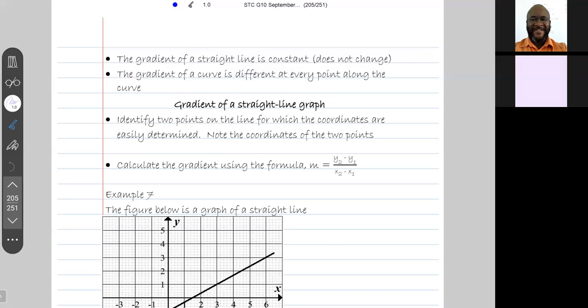Now, if you're asked, and this you should have learned from coordinate geometry, to calculate the gradient of a straight line graph, you need to first identify 2 points on the graph for which the coordinates are easily determined. You need to note the coordinates of the 2 points. Then you need to calculate the gradient using the formula m is equal to y2 minus y1 divided by x2 minus x1.